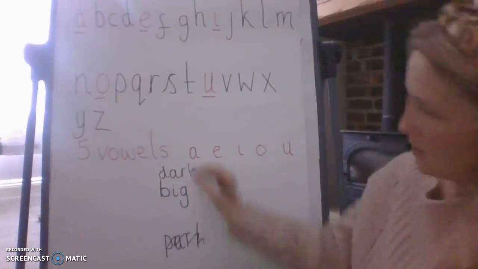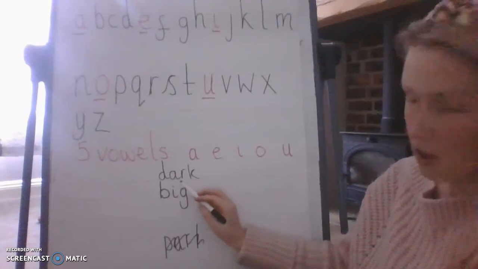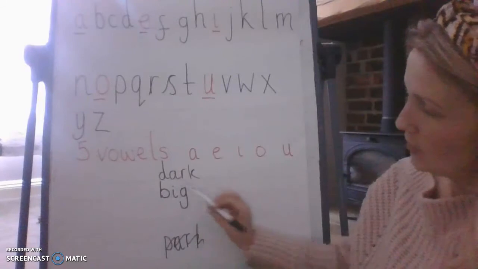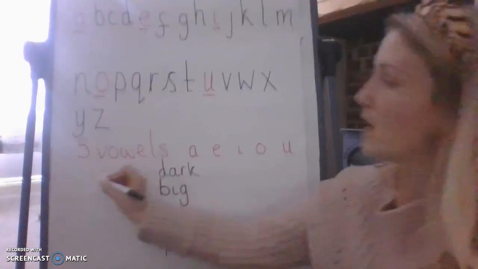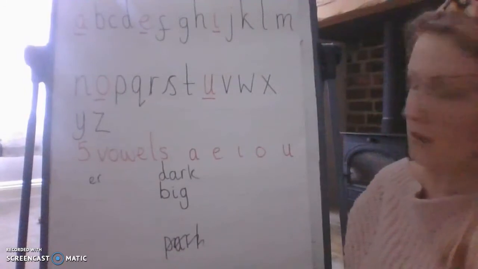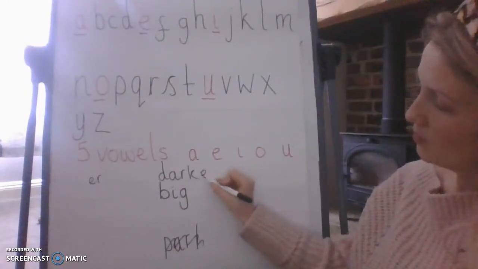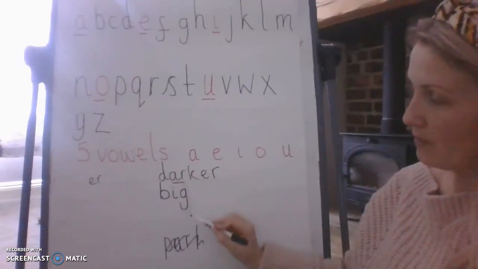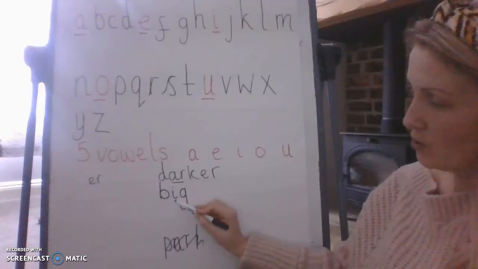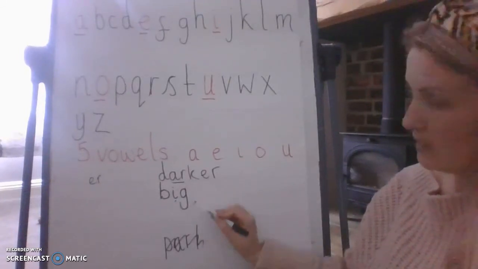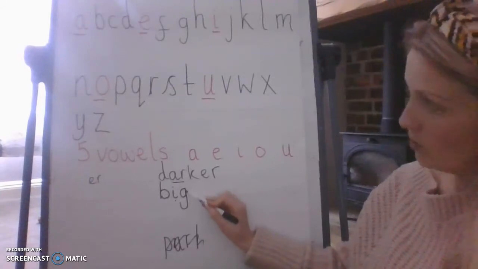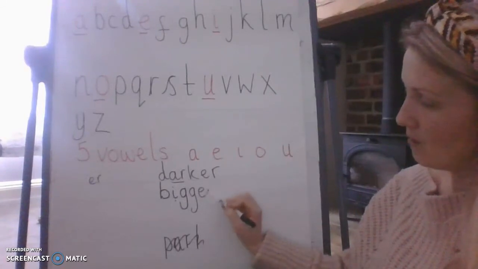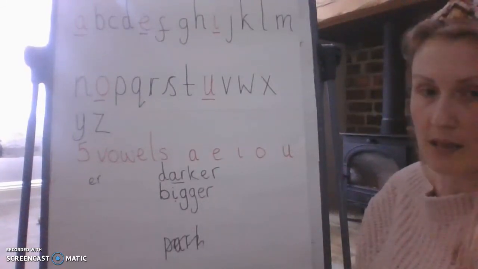Dark. Okay, so the word dark has a long vowel sound and the word big has a short vowel sound, doesn't it? So if we were adding the ER suffix to these, for this one, we can just add ER because it makes a long vowel sound there, doesn't it? Whereas this one has got a short vowel sound on it. So we know we need to double the consonant. So double the consonant, I know I need to do another G and then add my ER suffix, don't I?